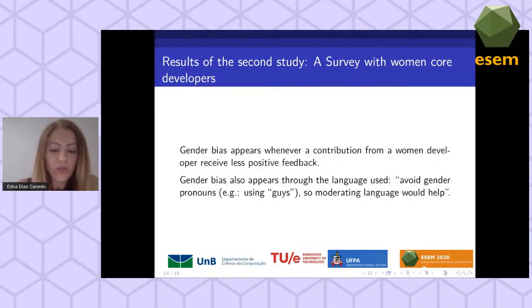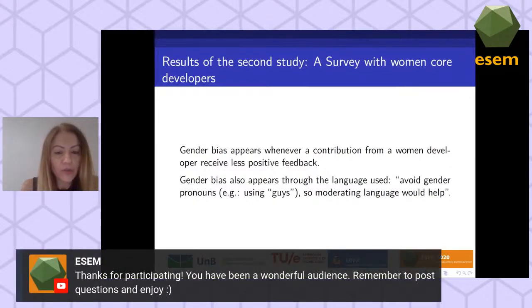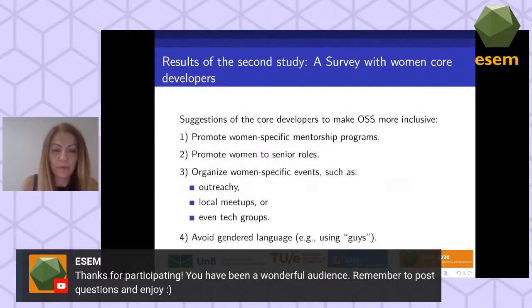Gender bias also appears in open source community through the language used. Avoid gender pronouns, for example, we use "guys". It's very common, and this gives an idea that it's assumed that contributors are mostly men. So modern language would help. There is the use of inadequate language in open source software communities.